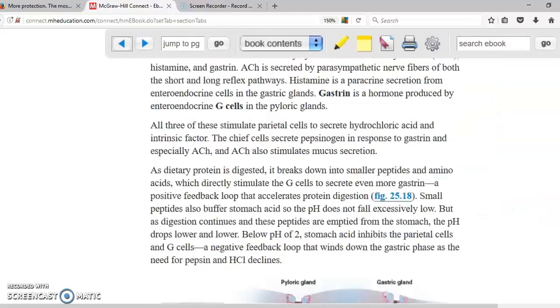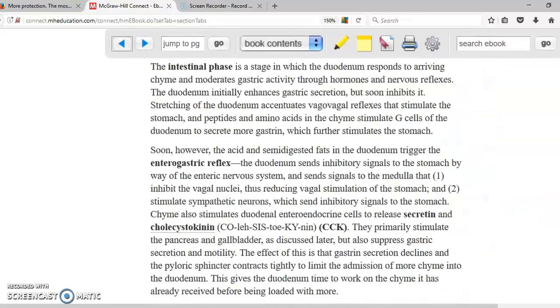Keep scrolling down. We have gastric phase. We already talked about it. Intestinal phase, we also mentioned that.